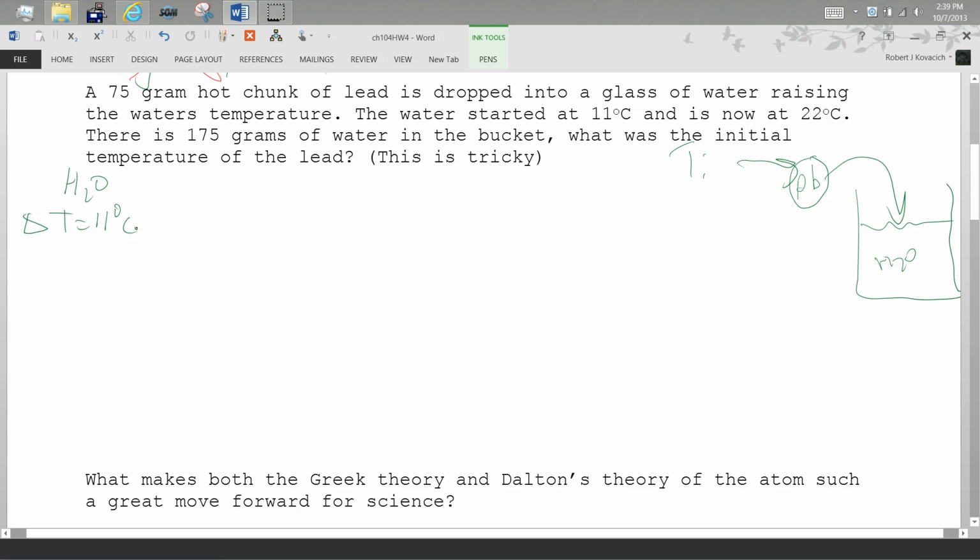What else do I know? The mass. My mass of water is 175 grams. What else do I know? Say again? Okay, so then I can start another little list here and say my lead is 75 grams. What else do I know?